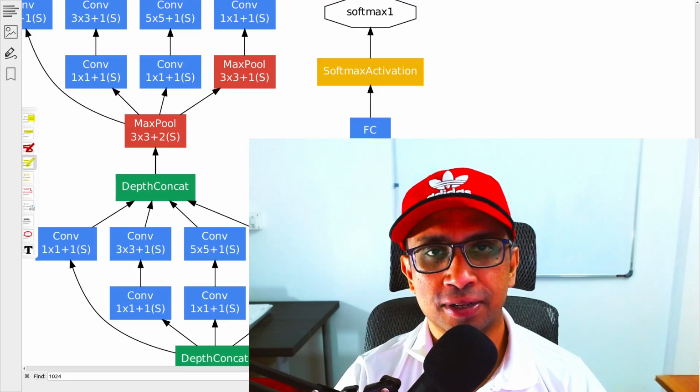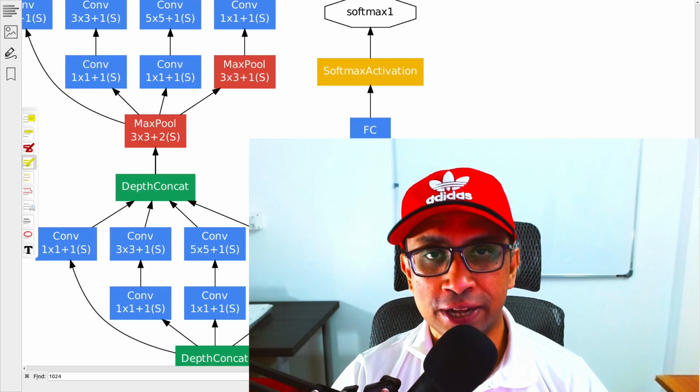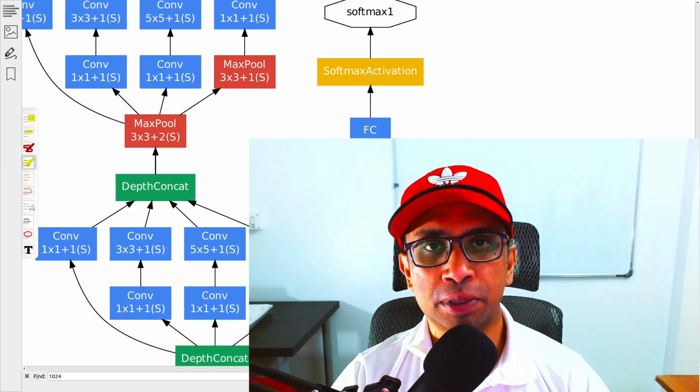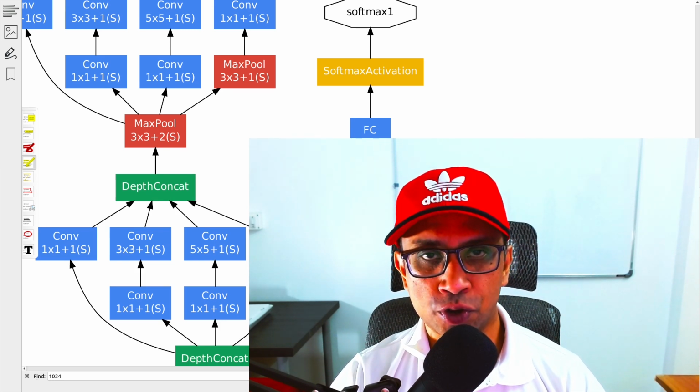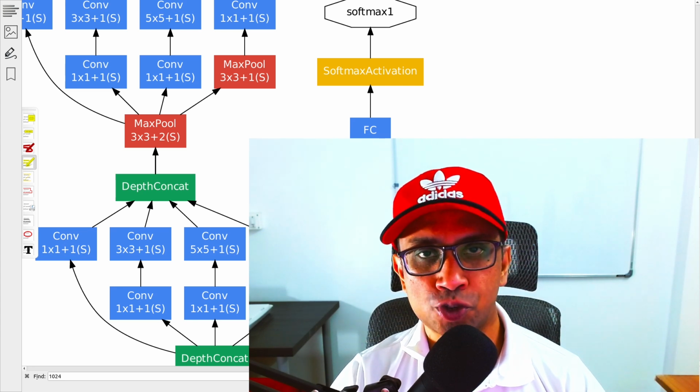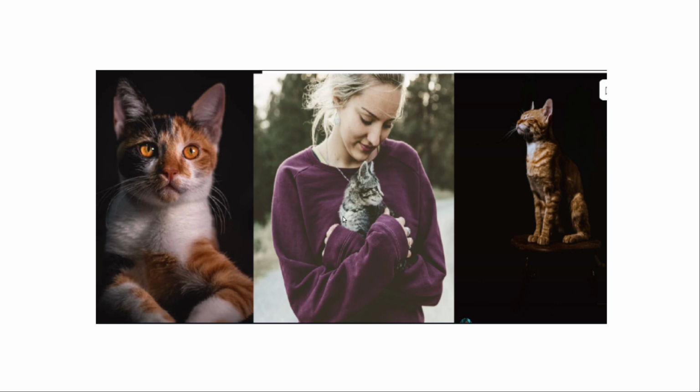Let's get started. Hey everyone, so GoogLeNet or Inception V1 is one of the finest and classic neural network architectures, and in this video I will implement GoogLeNet from scratch with PyTorch. Let's jump in. First, let's see what was the problem that GoogLeNet or Inception V1 tried to solve.